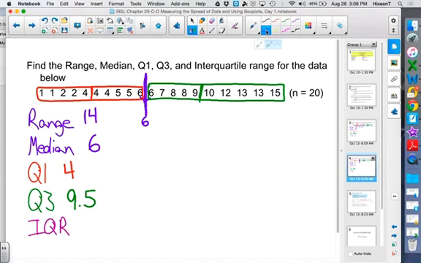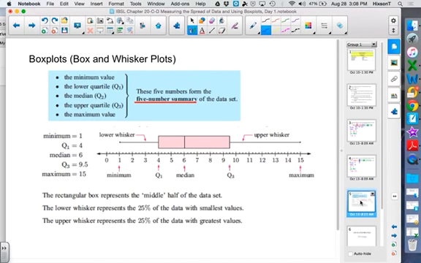And finally, our IQR is 5.5. Now, why are we spending the time to find all these data values? These are key values when we're talking about finding box plots or drawing box plots. And these are things that you've done in the past. But let's review here the idea of the box plot.